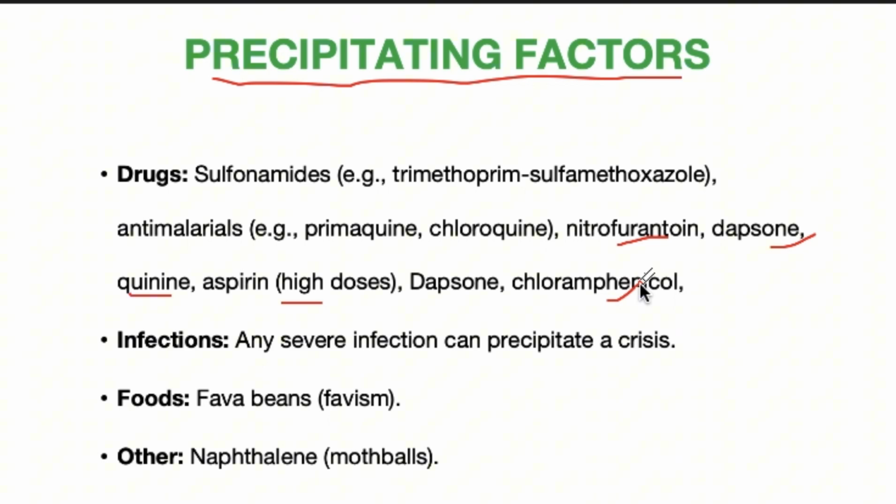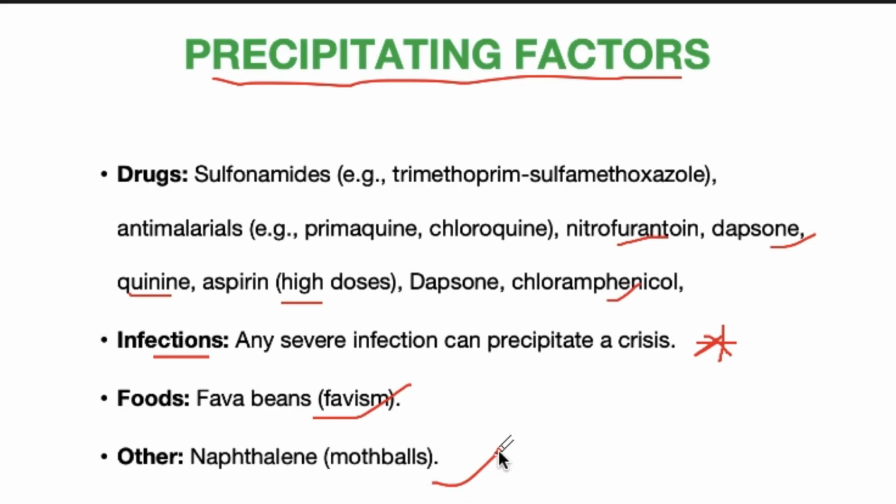The most common precipitating factor is infections. Any severe infection can precipitate a crisis. Food like fava or broad beans can also cause G6PD associated hemolytic crisis. Naphthalene balls can also trigger G6PD associated hemolytic crisis.